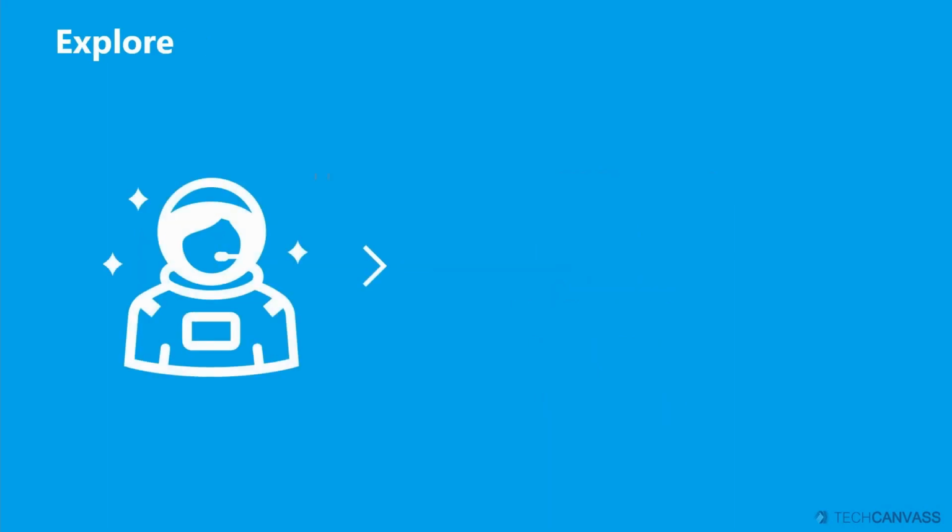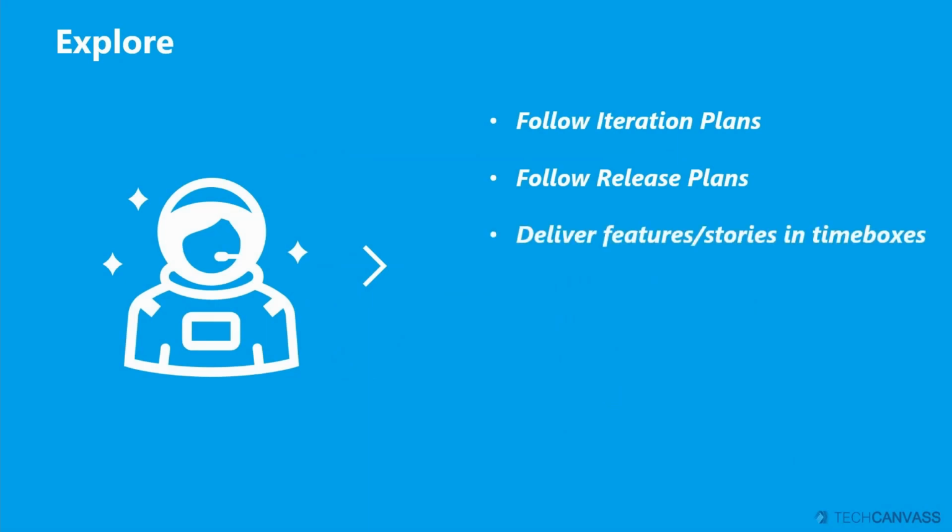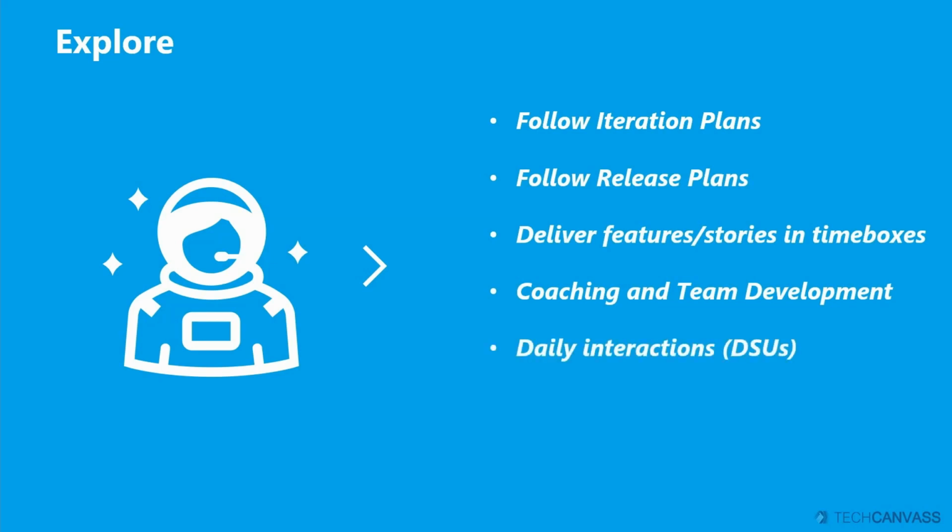In the explore phase, we start following the iteration plans, also known as the sprint plans. We also start following the release plans, where in these checkpoints we release value to the market. We start delivering the features and stories in the time boxes mentioned above. As a servant leader of the team, we also coach and do team development. During this phase, we do daily interactions like your daily stand-ups and daily scrum. And on top of the stories, we implicitly do repetitive risk management.